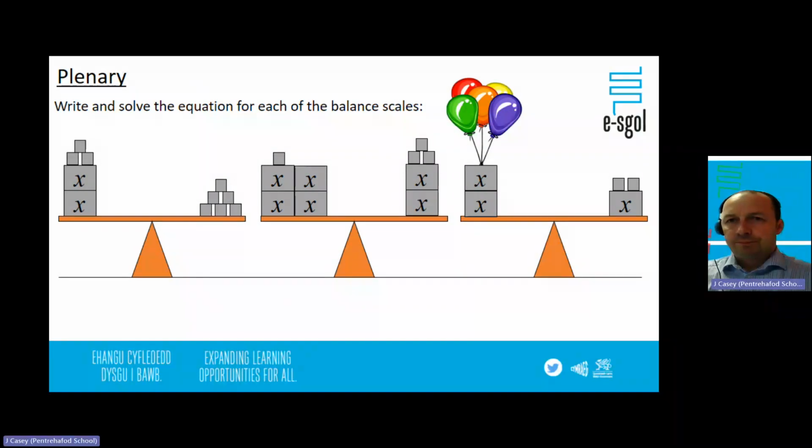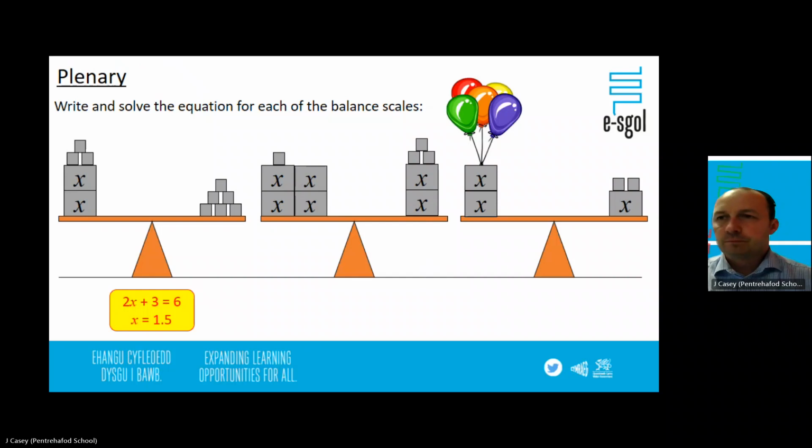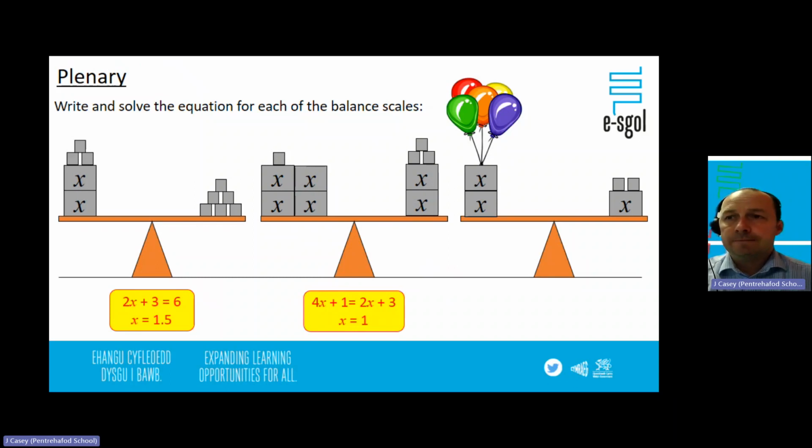Okay, so let's talk through. The first one, the equation you're going to form, there's 2x's one side, so it's going to be 2x plus 3, and on the other side it's going to be 6. Then we go through our steps to solving that. We know the value of x is 1.5. The next one, we've got 4x plus 1, 2x plus 3, so it's an unknowns both sides equation. When we go through the steps of solving that, it gives us an x value of 1.